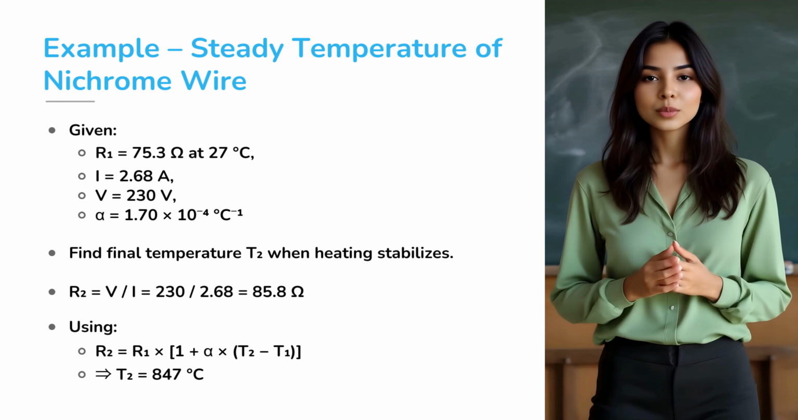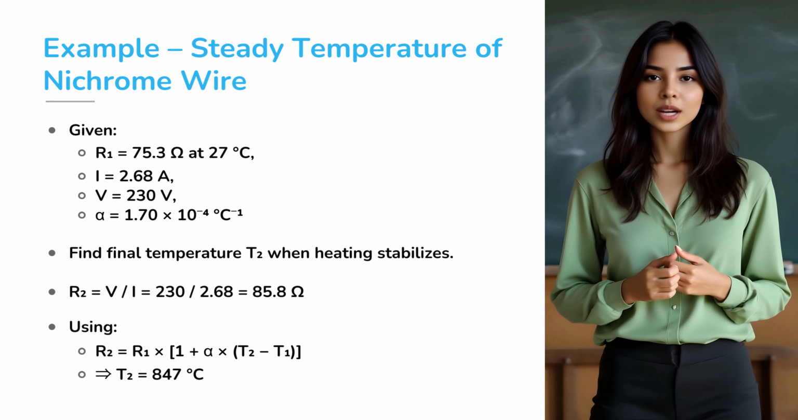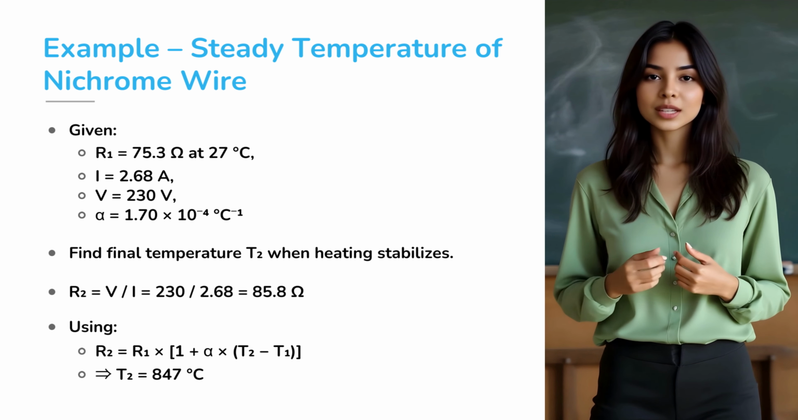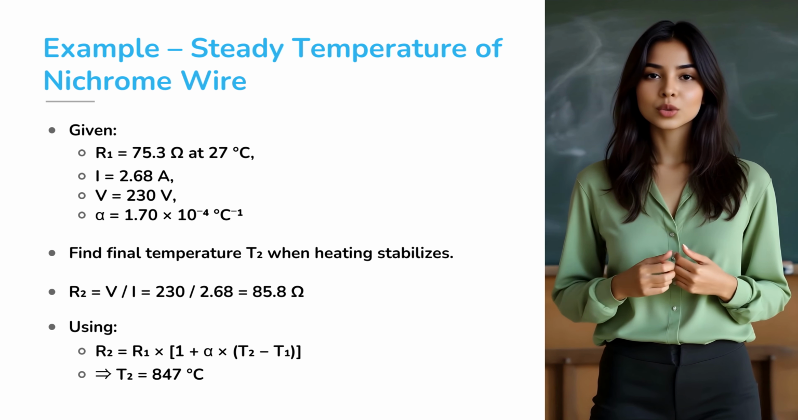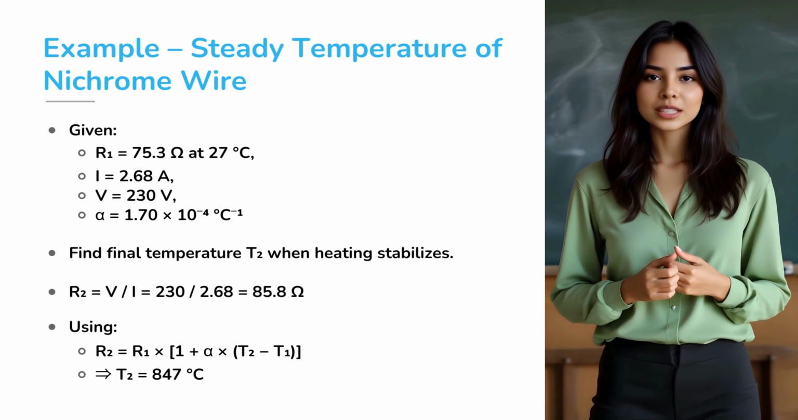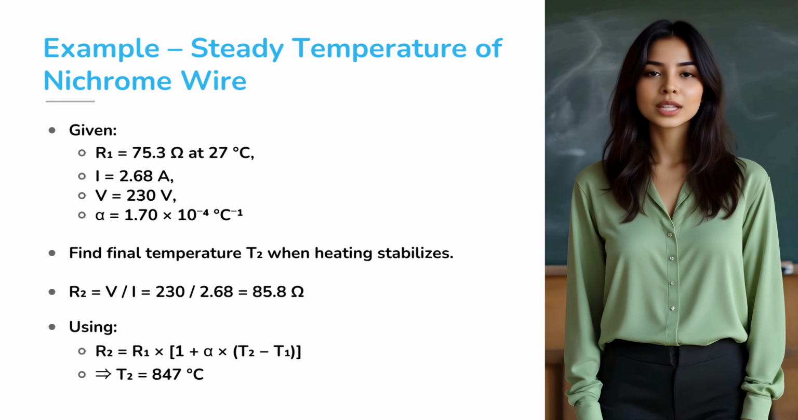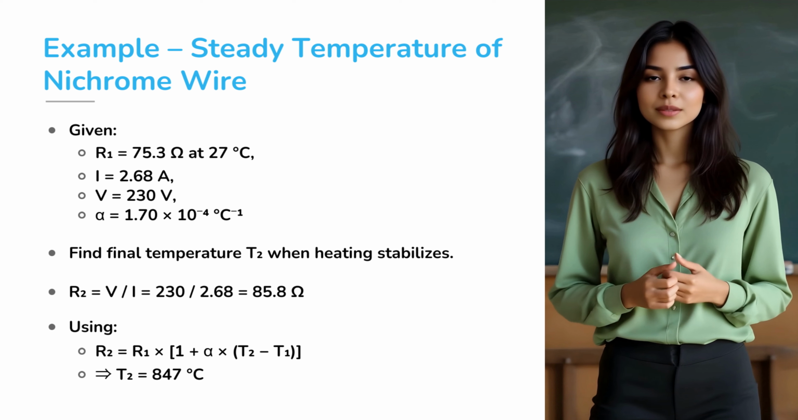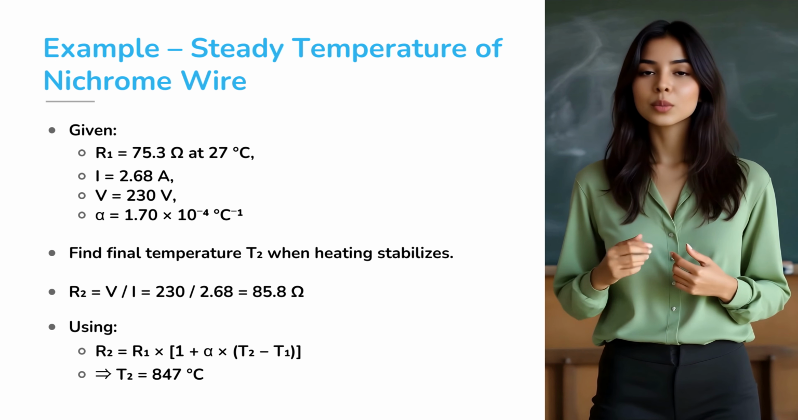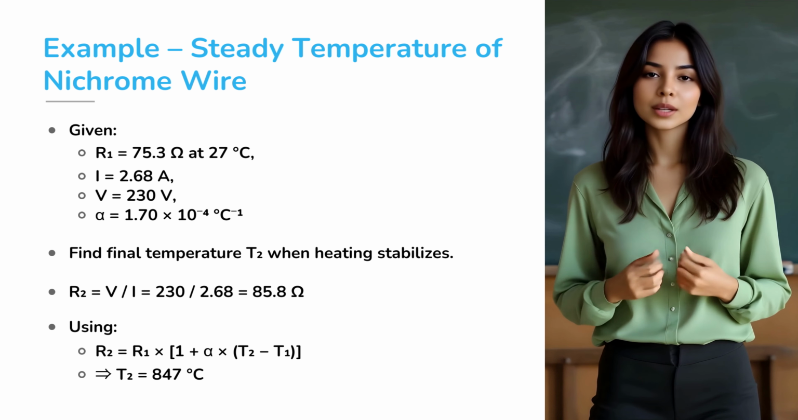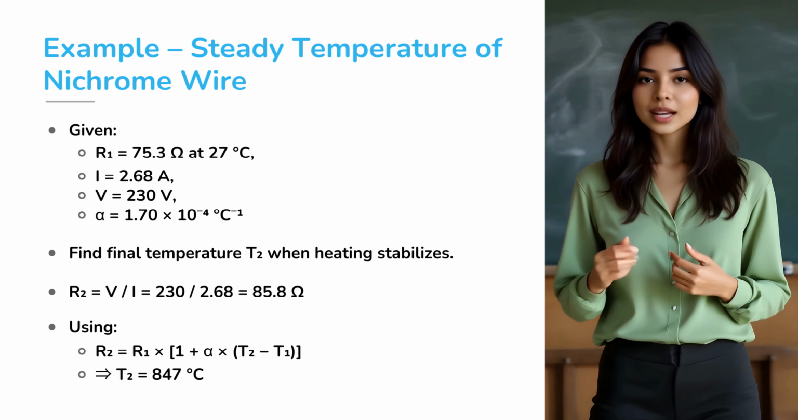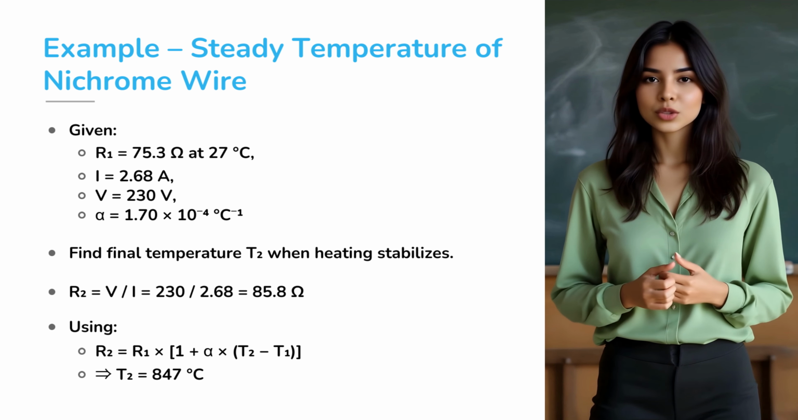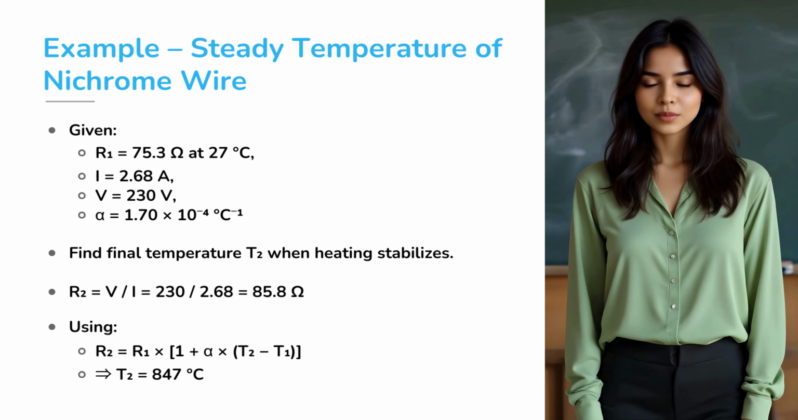Let's solve a real-life problem. Suppose a nichrome wire has resistance R1 = 75.3 ohms at 27 degrees Celsius, current I = 2.68 amperes, voltage V = 230 volts, and alpha = 1.70 × 10⁻⁴ per degree Celsius. What is its final temperature when it stabilizes? Step 1. Find final resistance R2. R2 = V / I = 230 / 2.68 = 85.8 ohms.